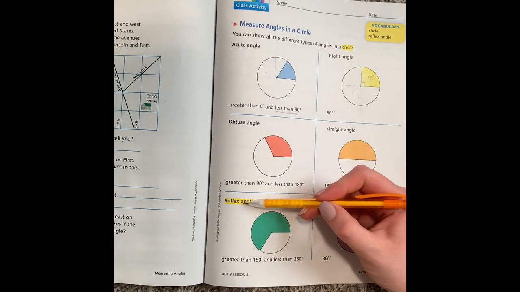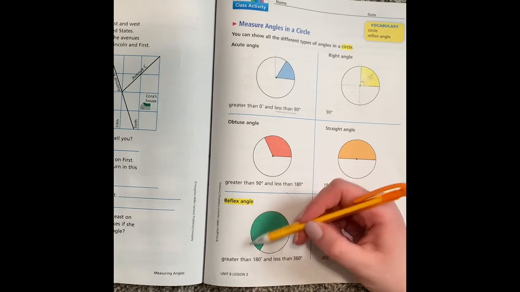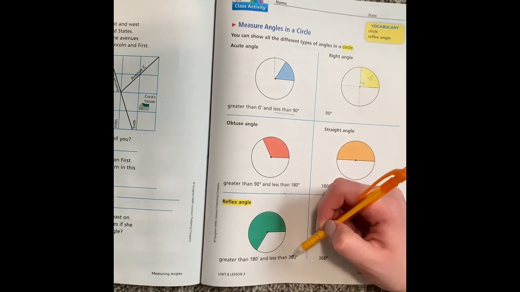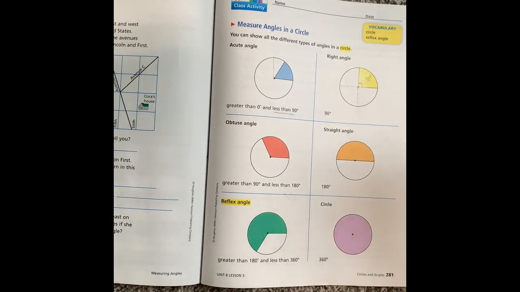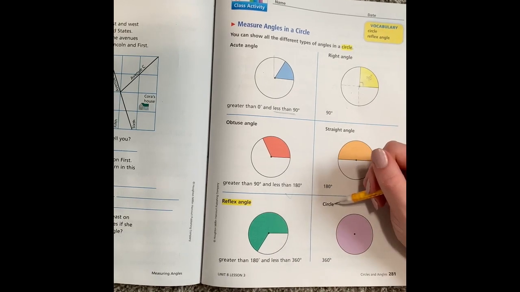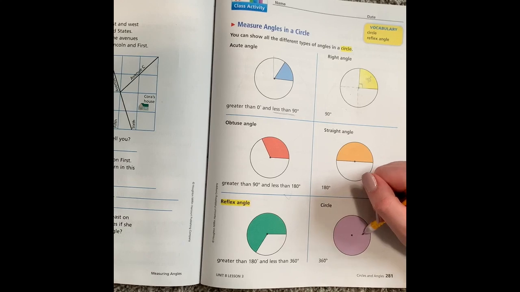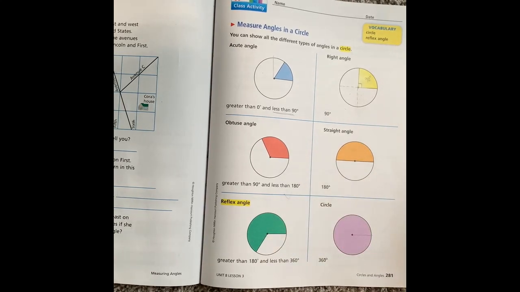And this one is probably a new term. So a reflex angle is an angle that is greater than 180 degrees. So it's greater than a straight angle, but it's less than 360 degrees. So this angle is a reflex angle. And here again, we can see that a circle is 360 degrees. So if we had this angle here, it would have to go all the way around to be 360 degrees.